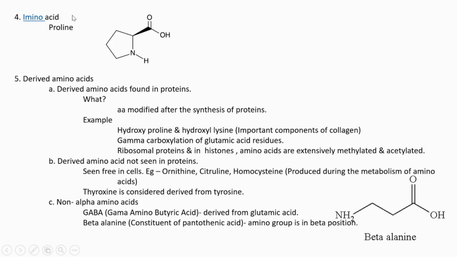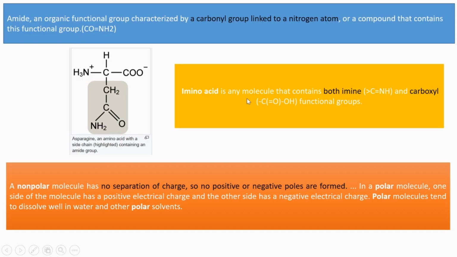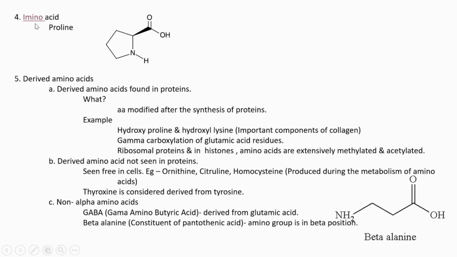Next is imino acid. First we need to understand what is meant by imino. Imino means those amino acids having an NH group and COOH group. I will show you that. An imino acid is any molecule that contains both an imine, that is a C=NH bond or NH group, and a carboxyl group. Such a type of amino acid is proline. Its structure is given here.